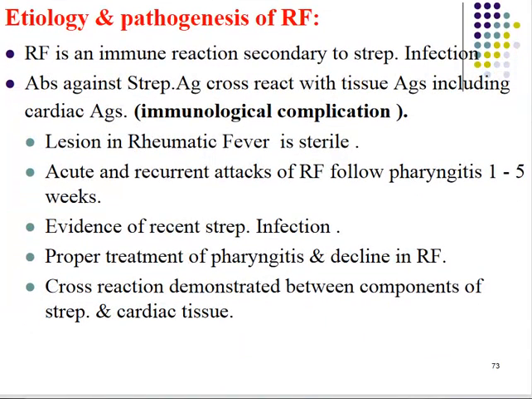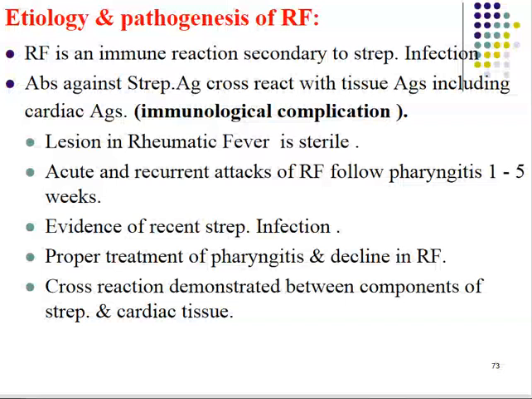Regarding the etiology of rheumatic fever, as we said, it is an immune reaction secondary to strep infection, and the antibodies that are formed against the streptococcal antigen cross-react with tissue antigens, including cardiac antigens, so that is an immunological complication of the bacterial infection. The lesion in rheumatic fever is sterile, that is to say the process is immune mediated, not related primarily to the bacterial infection itself, but is considered a sequela of the immune reaction toward this bacteria.